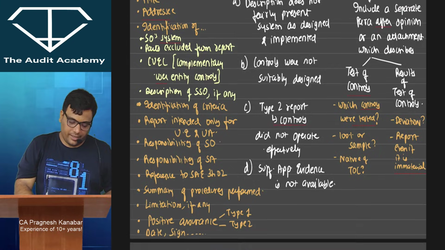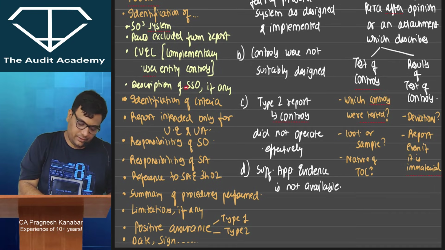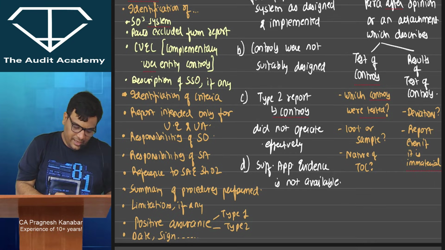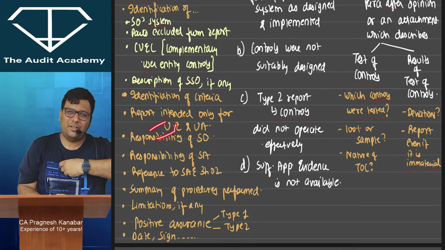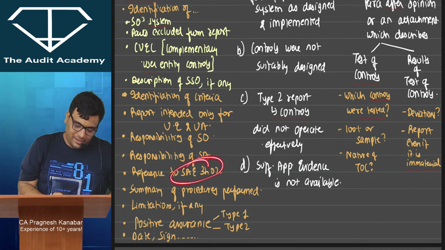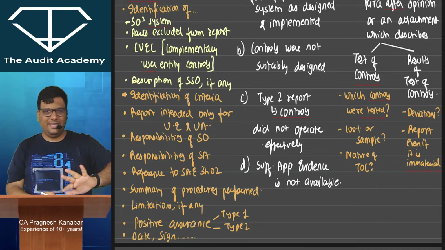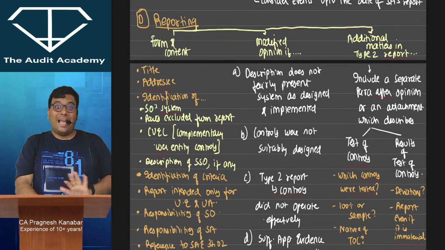All right. Okay. Stay here. So you have to identify all these and give them. And then response, normal report, responsibility of service organization, responsibility of service auditor. All right, then one reference to this standard. So it's very easy. Okay, just glance once.